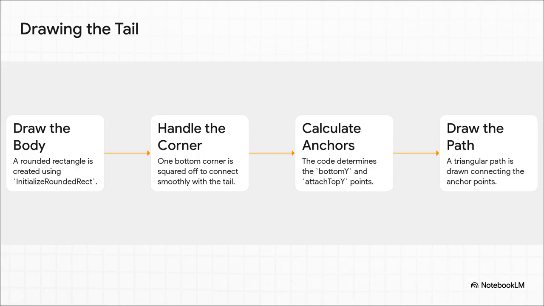First, the code just draws a basic rounded rectangle. Simple enough. Then it flattens one of the bottom corners, basically making a landing pad for the tail. After that, it calculates the exact coordinates for the tail's anchor points. And finally, it just draws a simple triangular path to connect those points. It's such a great example of how you can build a seemingly complex shape from just a few simple commands.